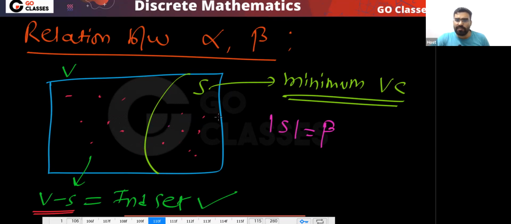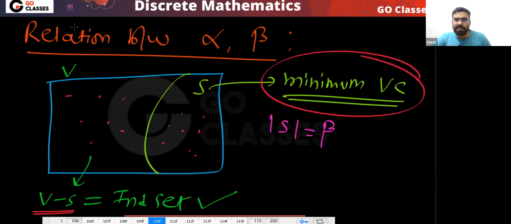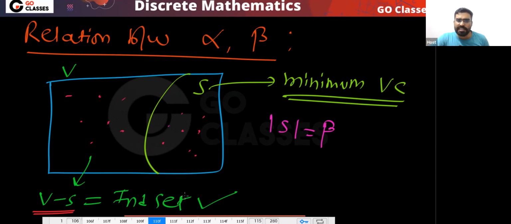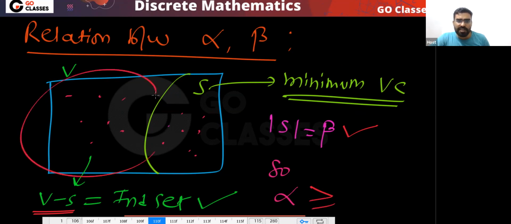If S is a minimum vertex cover, ultimately this is a vertex cover, minimum or not. S is a vertex cover, so V minus S is an independent set. The cardinality of S is beta. Then what can I say about this independent set? So tell me what will be alpha? The largest, this will be greater than or equal to what? Remember, this is an independent set, so alpha should be greater than or equal to this.